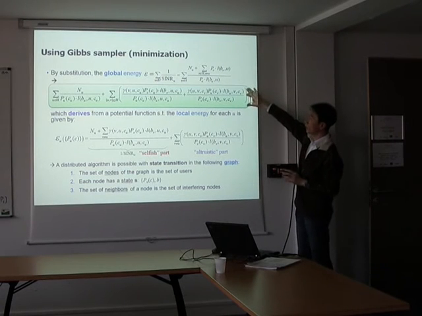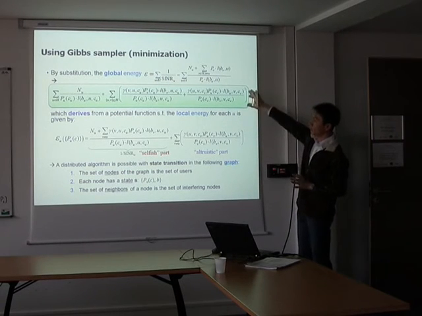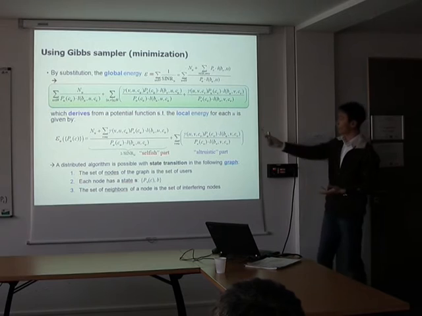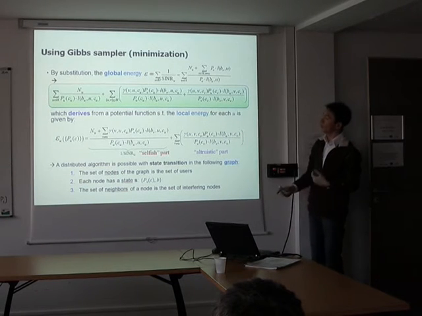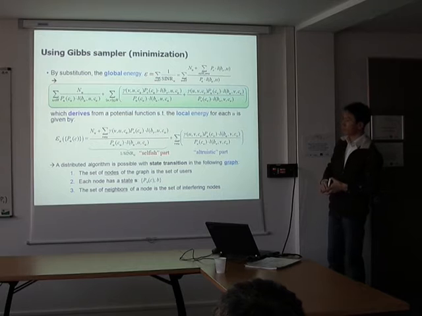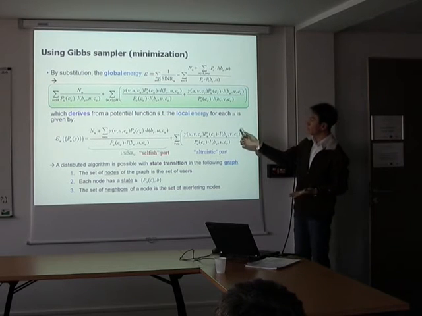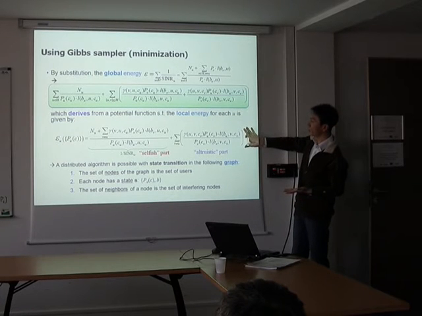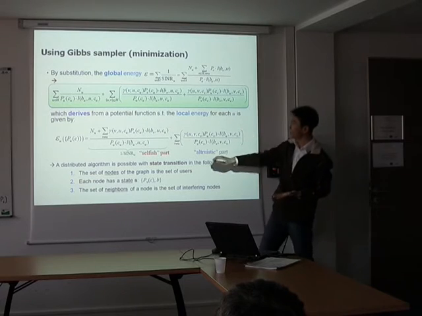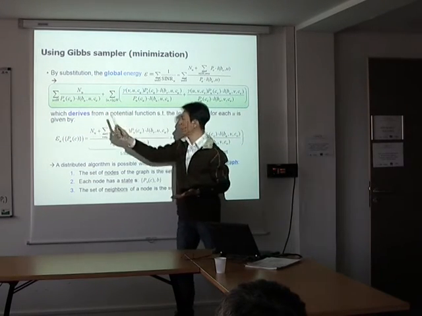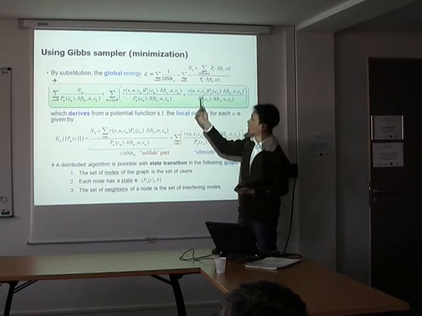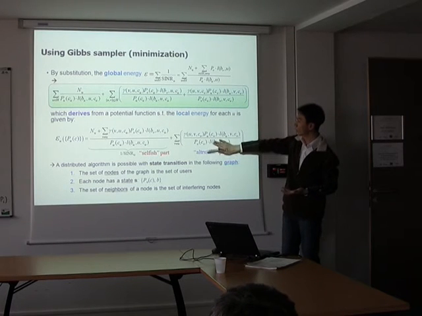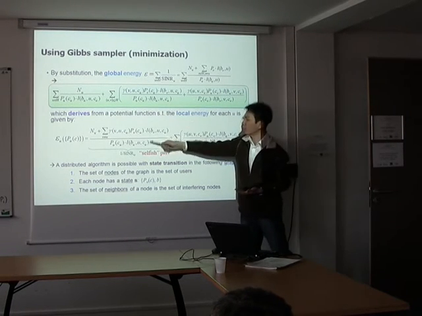But why would I like to write it this way? Because if I write this form, I know it is derived from a potential function, with which we can define the local energy for each user in terms of U. And then I can deploy the Gibbs sampler to do this optimization. So from this global utility function, I write my local energy function in this way: N comes from here, and this comes from this term, and then this term I just put there, and everything just comes from the global energy.